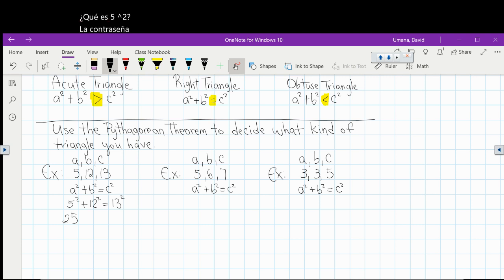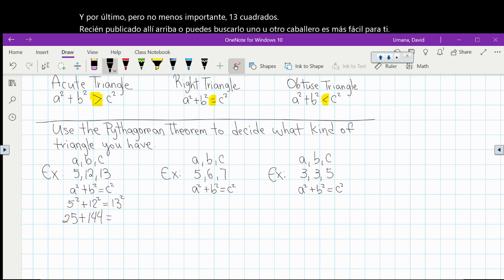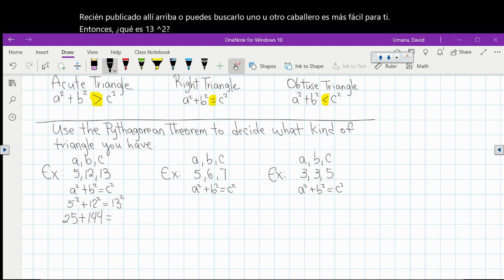Thank you for that. 12 squared. What is 12 times 12? 144. And then last but not least, 13 squared. 13 times 13. Again, it's posted up there, or you can look it up, one or the other. Whichever one's easier for you. So what is 13 squared? 169.